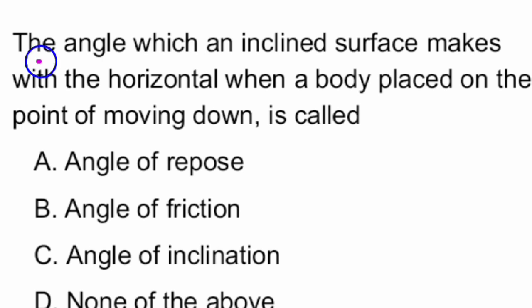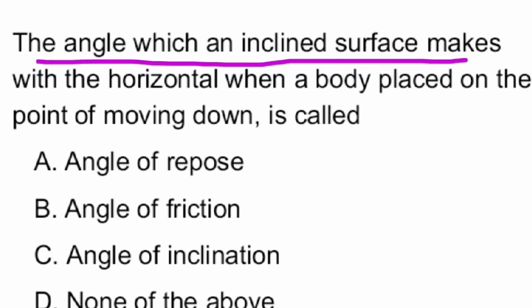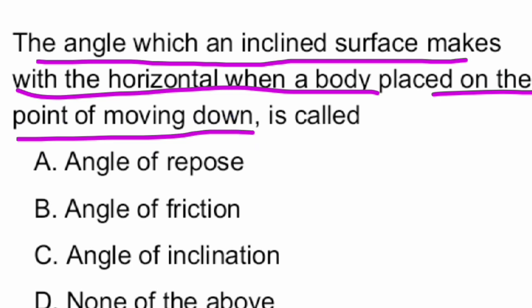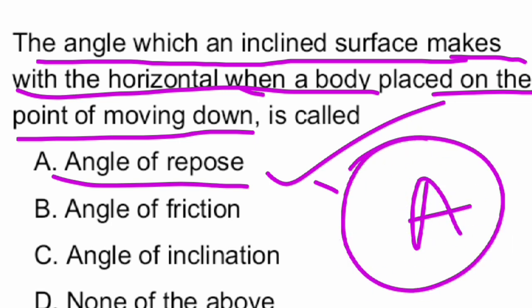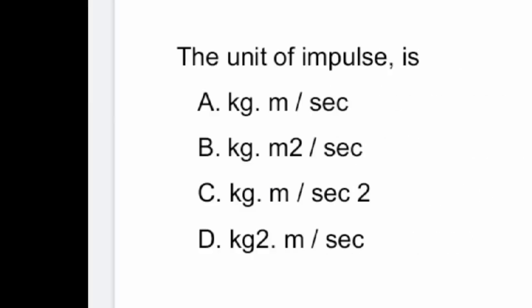Next question, the angle which an inclined surface makes with the horizontal when a body placed on it is on the point of moving down, what is it called? It is nothing but the angle of repose. Option A is the right answer.